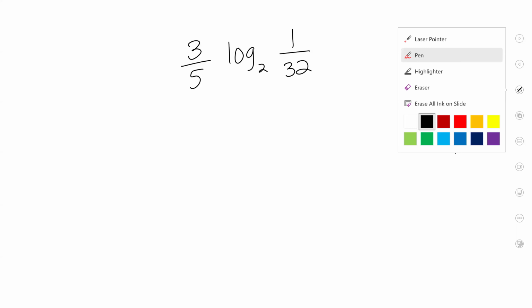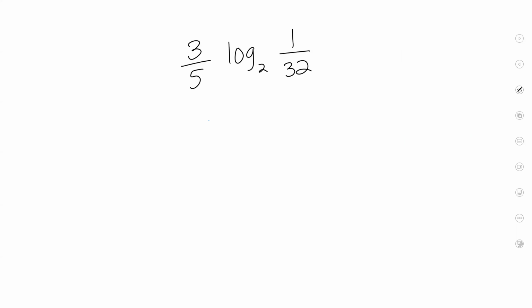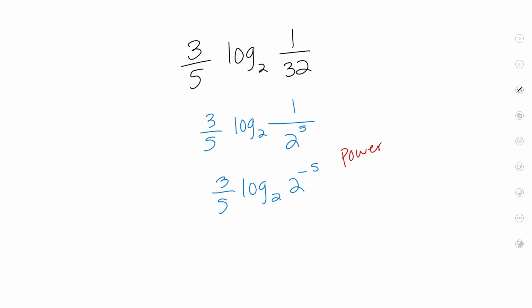Okay, so this one, I'm going to rewrite this as 3/5 log base 2, and I can write this 32 as 2 to the power of 5. This can be 2 to the negative 5. Now I'm going to use the power rule. This will go up here. So we'll have log base 2, 2 to the negative 5 to the power of 3/5.